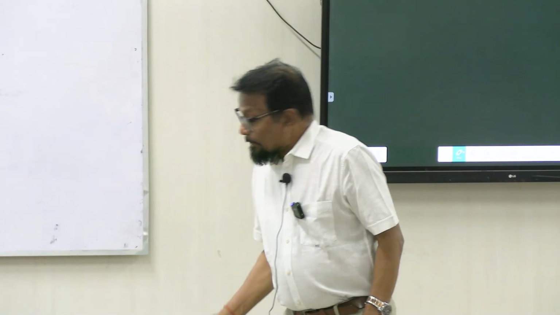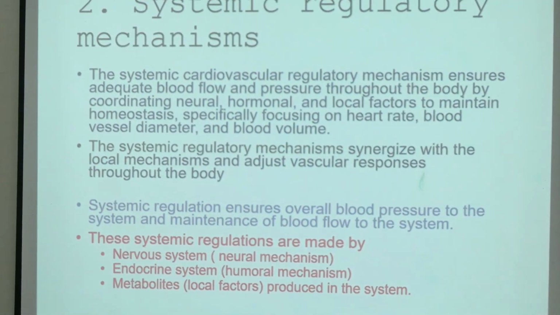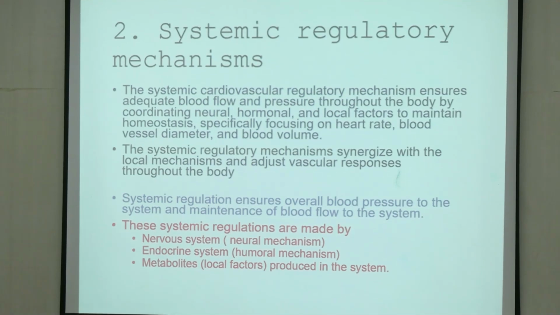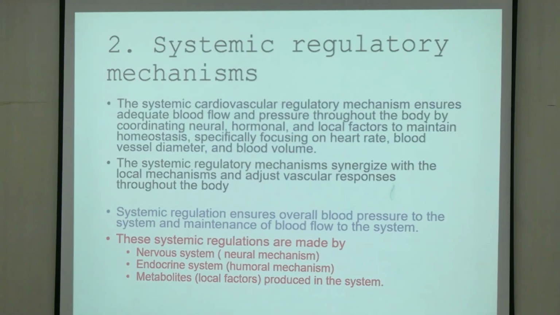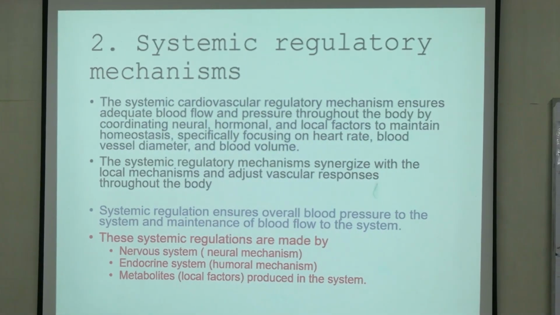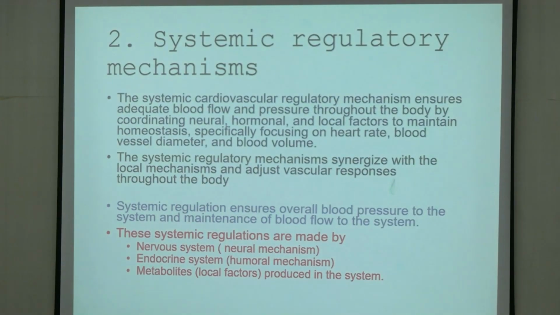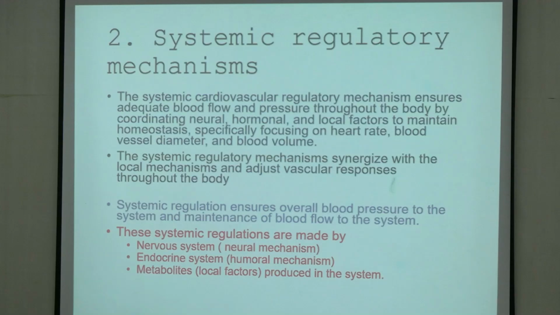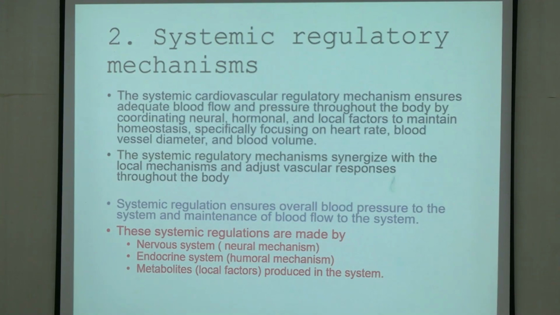Whereas the systemic regulatory mechanism, the systemic cardiovascular regulatory mechanism, ensures adequate blood flow and pressure throughout the body by coordinating neural, hormonal and local mechanisms. So systemic control involves neural mechanisms, hormonal mechanisms and local elements. That means it also includes the local mechanism, so local mechanisms are also involved in systemic regulation.